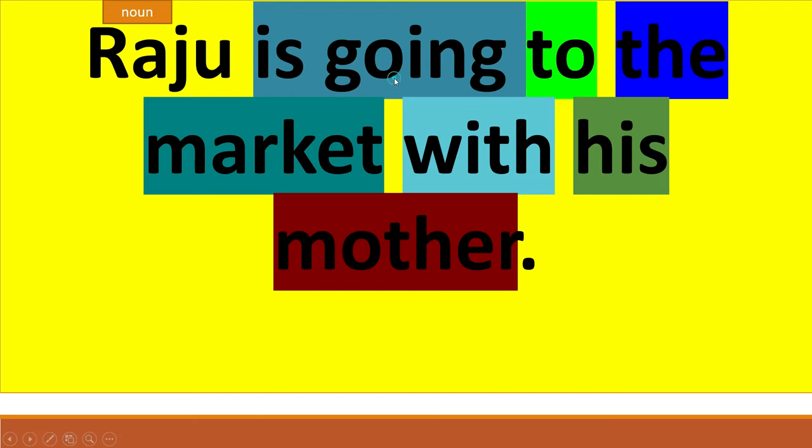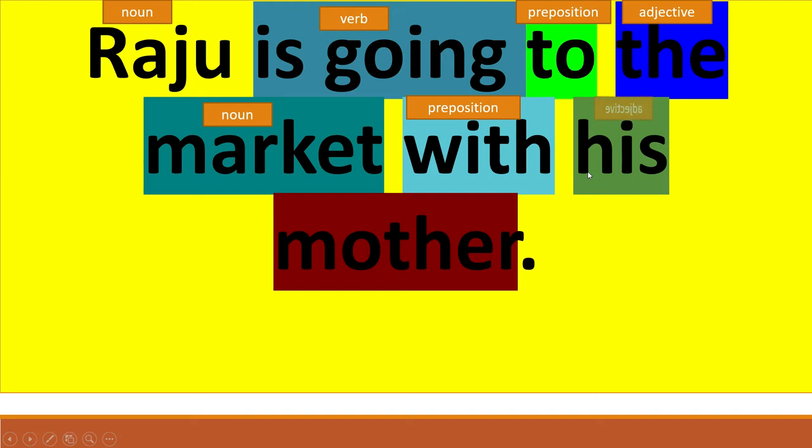So Raju is a noun. Is going to, verb. If we go a little bit further, is can be adverb. To is a preposition and the is an adjective. Market is a noun. With is a preposition. His, adjective, and mother is a noun. So every word of the sentence is given a name like this. Okay, so they are said to be parts of speech.